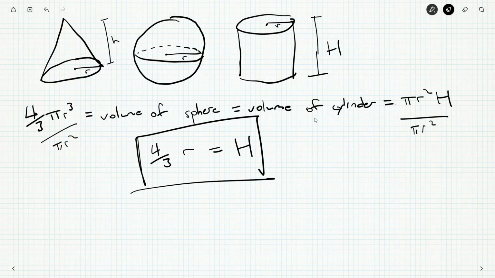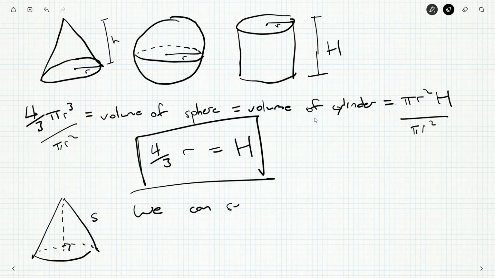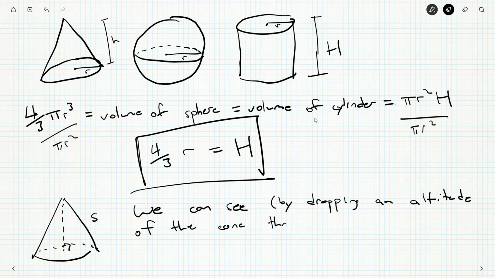So now we have to do a little bit of setup to get the s. So we can see by dropping an altitude of the cone, then we get h, and we get a little r here.